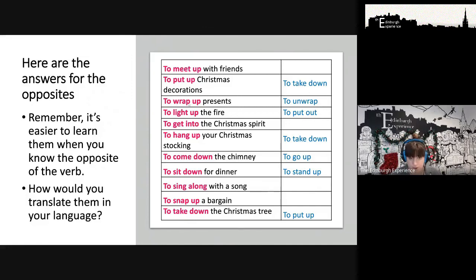So you wrap up a present and you unwrap it, or you open it as well, actually. We could say we open a present. The opposite of lighting up a fire is putting one out. You hang up your stocking, but you take it down as well. To come down the chimney, the opposite would be to go up the chimney. To sit down, the opposite would be to stand up. And like we saw earlier there, yeah, to take down, the opposite is to put up.